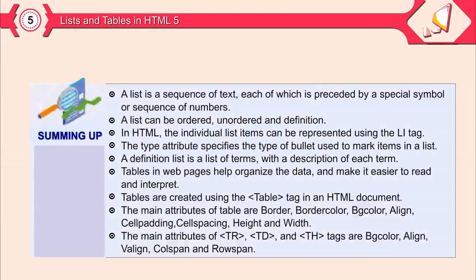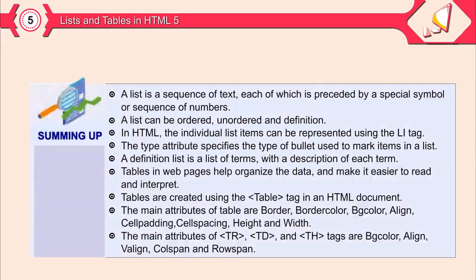Output. Summing up. A list is a sequence of text, each of which is preceded by a special symbol or sequence of numbers. A list can be ordered, unordered, and definition. In HTML, the individual list items can be represented using the li tag. The type attribute specifies the type of bullet used to mark items in a list. A definition list is a list of terms with a description of each term.